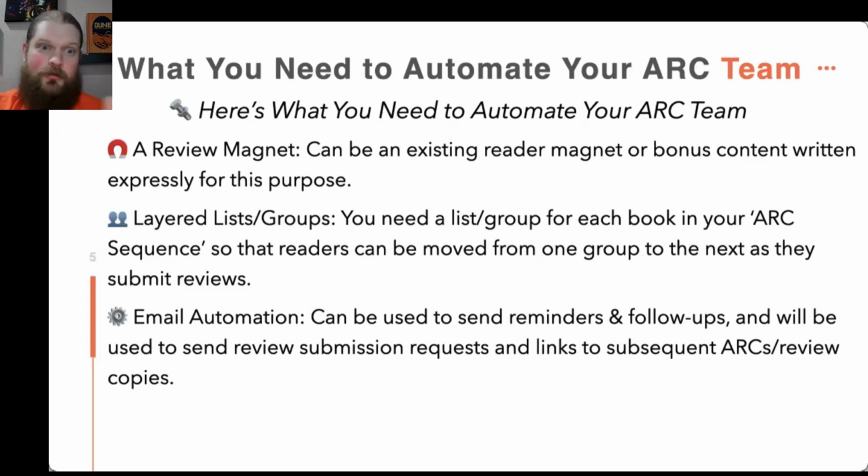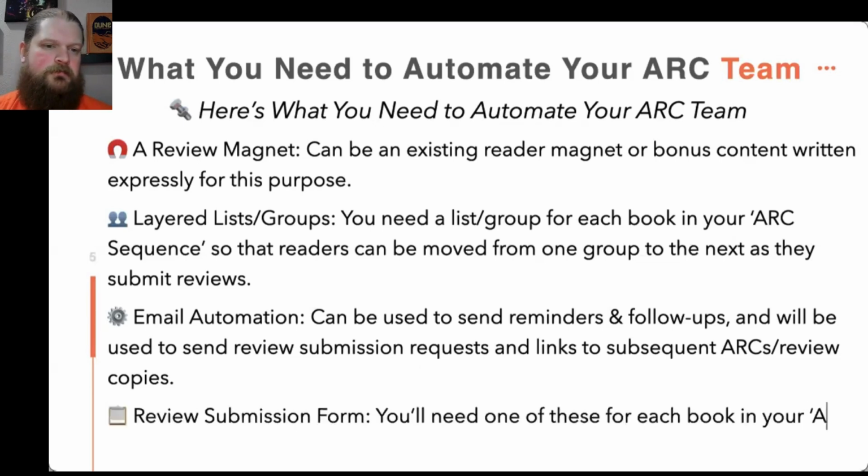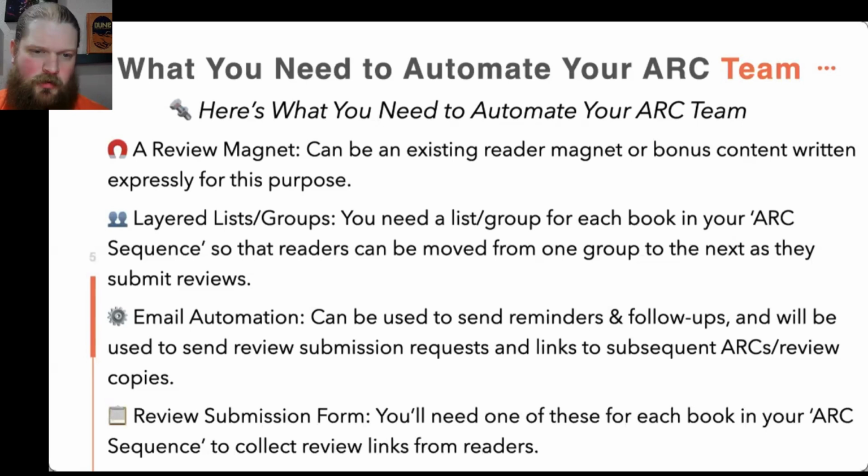If you're going to do that whole thing, you can just duplicate these automations and then change the rules. That's a tricky part you have to keep track of, and then change the details of those emails, like it's referring to this book instead of that book, that sort of thing. But once you've done it once, the majority of the work is done. And then a review submission form.